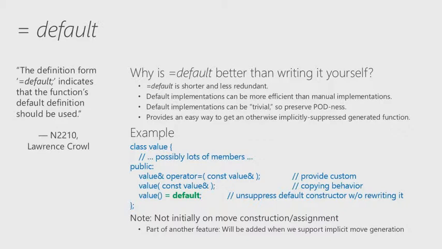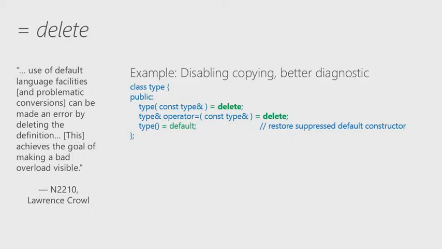When you talk about equals default, there's a related but different feature that people often think about because it's very similar and you write it in the same place, and that is equals delete. Just like you sometimes may want to say equals default, give me the compiler-generated version of the function, sometimes you may want to say, hey, I don't want this function at all. So in a similar example here with a class type, I'm restoring the suppressed default constructor like we showed last slide with equals default, but I'm saying I don't want to have this type be copyable.